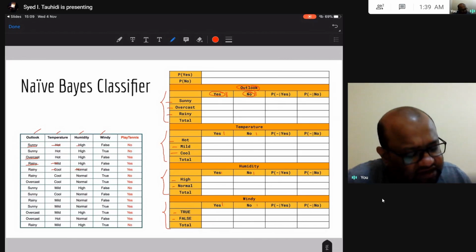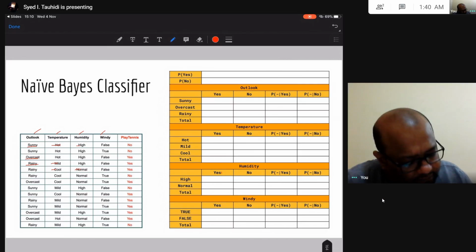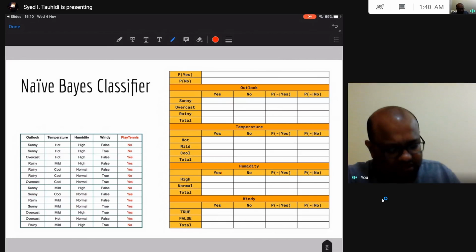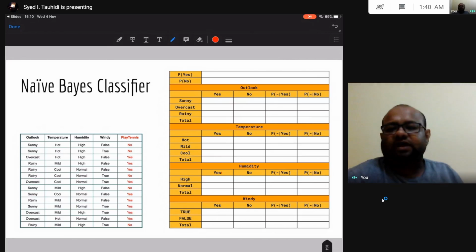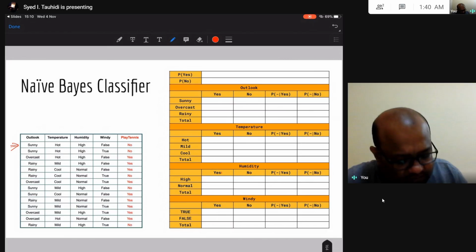Now initially say all of my tables are filled with zeros. All these are filled with 0. So let us imagine that. Now what I am going to do is go through this data set row by row, and as I go through this data set I am going to keep on filling this table. So how do I keep on filling this table? This is what I do.